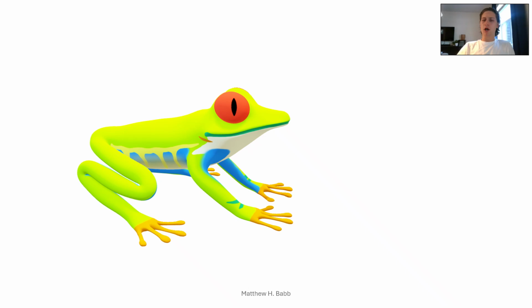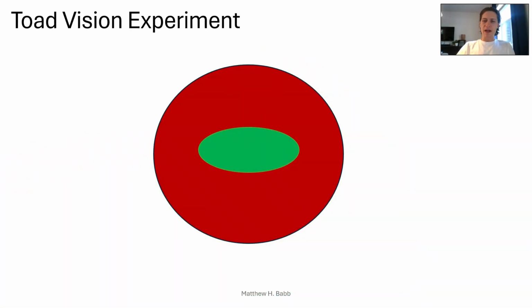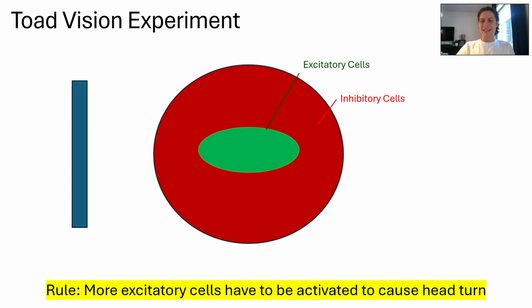To understand what's going on, we need to take a closer look into the eye of the frog. So if we look at the retina of the frog, there are two types of cells that make up the retina. There are excitatory cells and inhibitory cells. And essentially, there's one rule that needs to go into effect. The rule is that more excitatory cells have to be activated in order for the frog, or for the toad, to turn their head to look at the object.